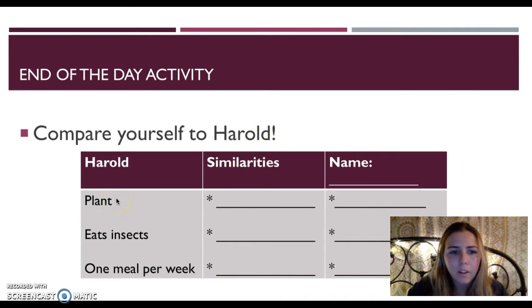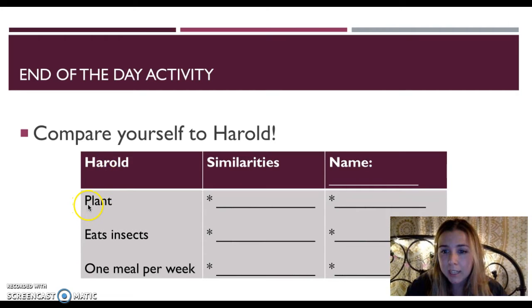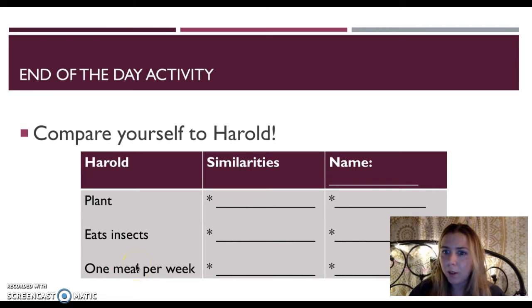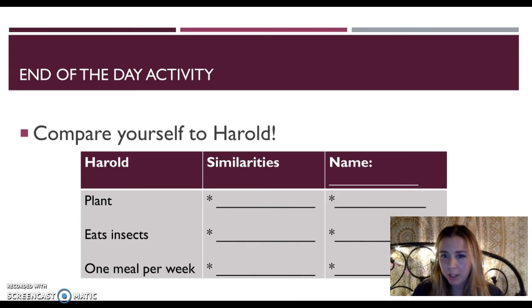So on the left-hand side, I've already filled out that Harold's a plant and he eats insects and he eats one meal per week. Students, I hope you eat more than one meal per week. So for example, you could write how many meals you eat per week on your side. But basically I'd have the students fill in the rest of this chart on their own. And when you are completed with this chart, just go ahead and make sure your name's on it, and then you can turn it into the work completed basket. And then you can silently read to yourself until everyone's finished, and we'll move on to the next activity.